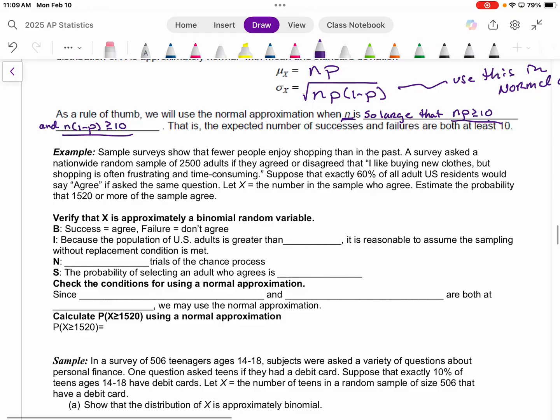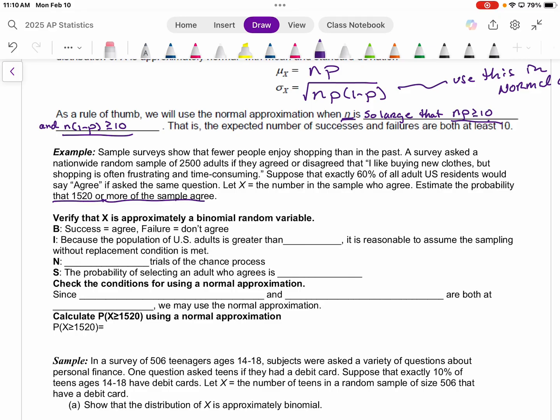Here's an example. Sample surveys show that fewer people enjoy shopping than in the past. A survey asked a nationwide random sample of 2,500 adults if they agree or disagree with: I like buying new clothes, but shopping is often frustrating and time-consuming. Suppose that exactly 60% of all adults, U.S. residents, would say I agree. If asked the same question, let X be the number in a sample who agree. Estimate the probability that 1,520 or more of the sample agree, and so forth.